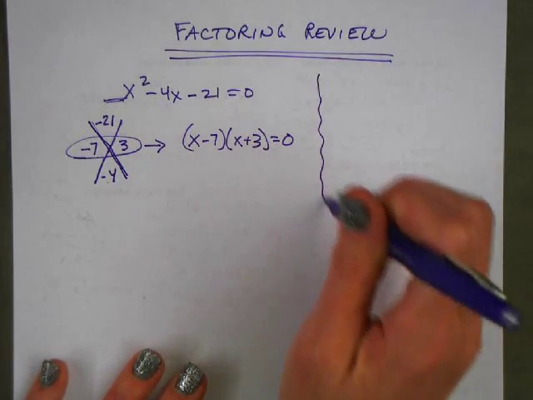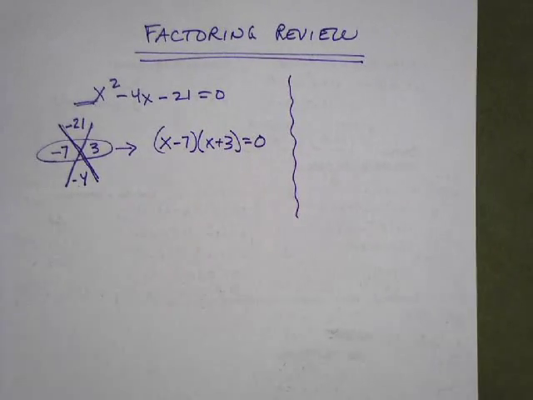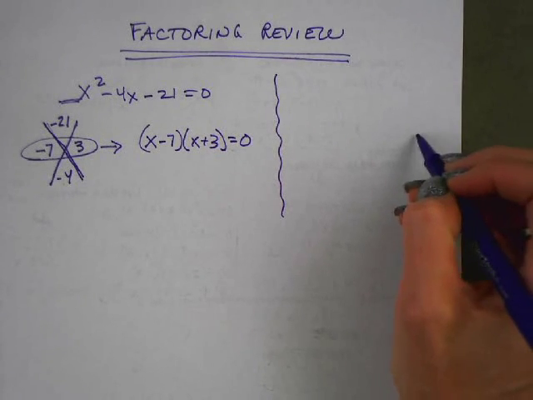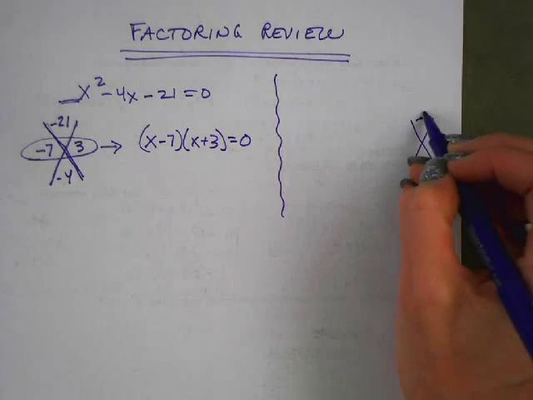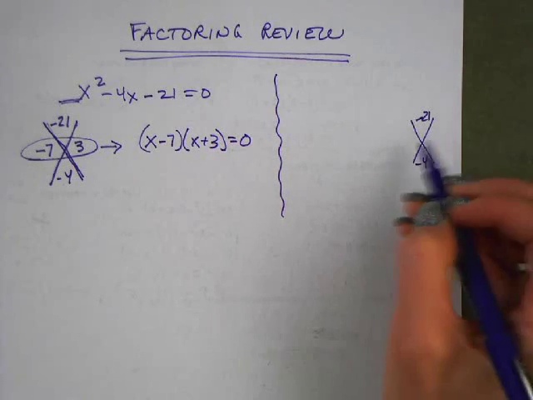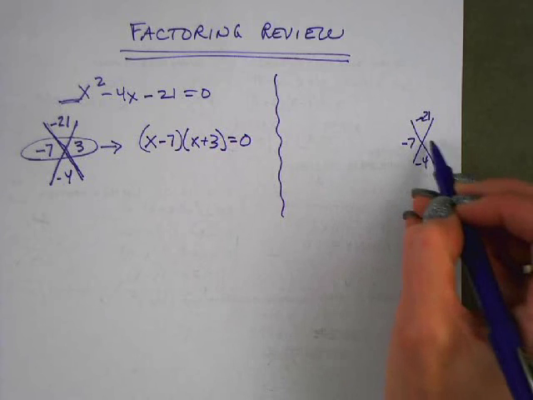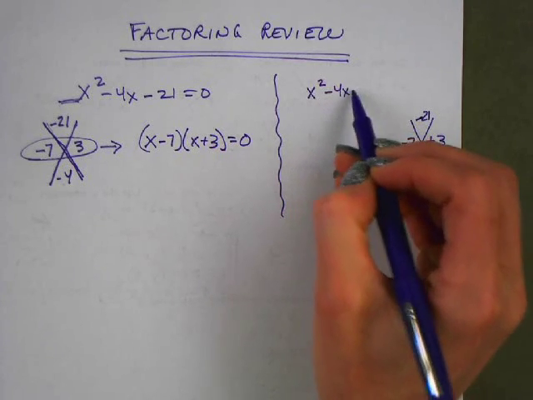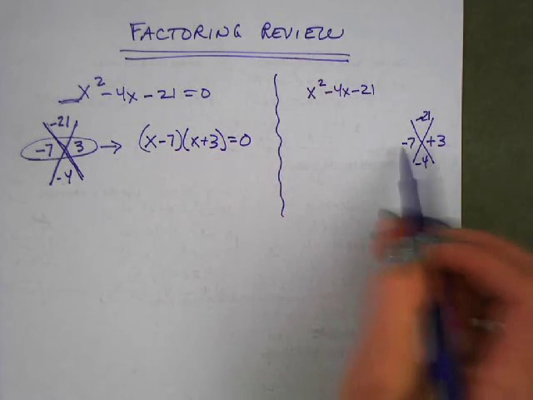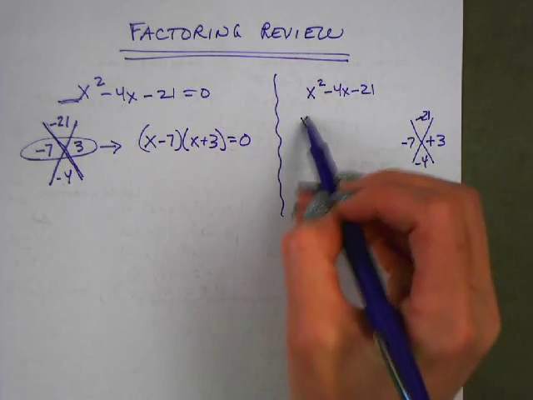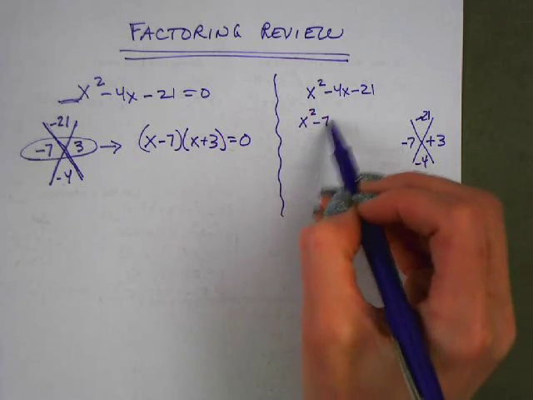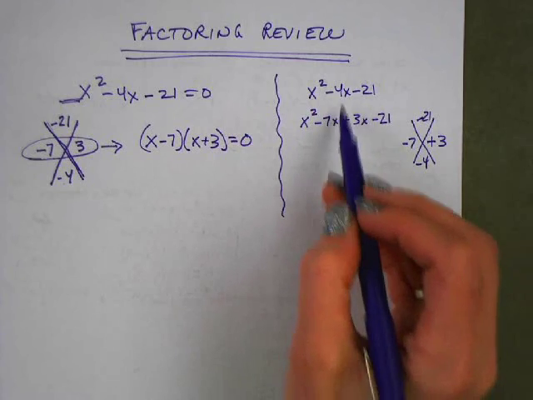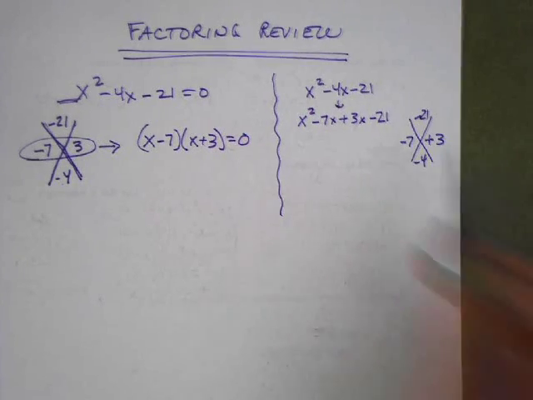Now, you also can, and I'm not trying to confuse anyone, I just know that we're coming from two different spots, if my factors are negative 7 and 3, so I have negative 21, and I have negative 4, I can use these and rewrite the middle term. I can say x squared minus 7x plus 3x minus 21.